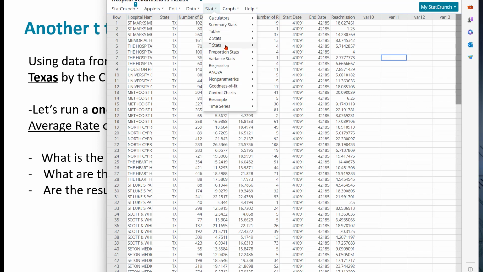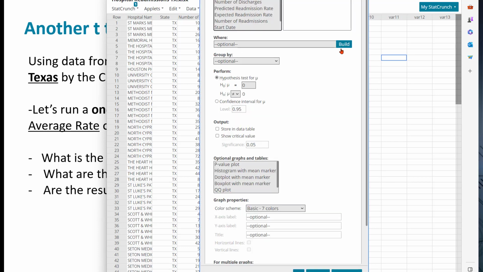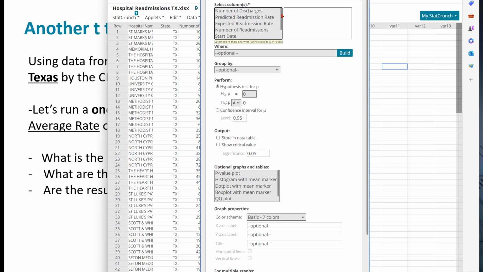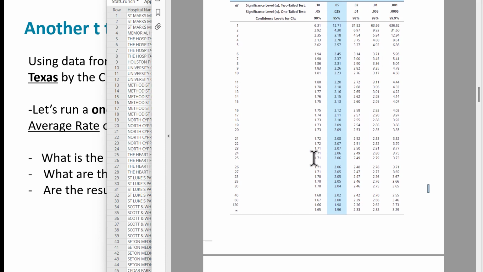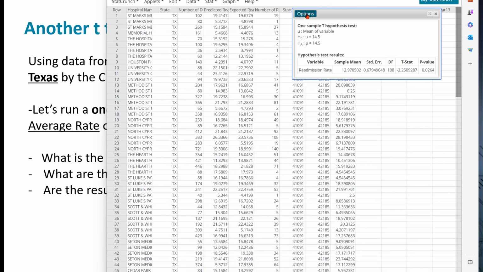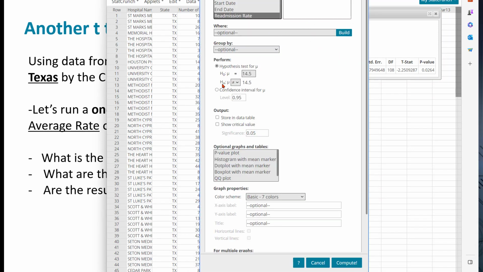Once the data is loaded into StatCrunch, to run the one-sample test, click on the Stat tab, then T-Stats, then one sample, then with data, as we have all the individual data here, right? Select the readmission rate and enter the population value, and click Compute. This one is significant because the p-value is below 0.05. We then can look at the critical t-value in the table at 108 degrees of freedom. We are at 1.98, and the absolute value of our test statistic is greater than our cutoff value, again showing it's significant. We can then go back and find the confidence intervals here.